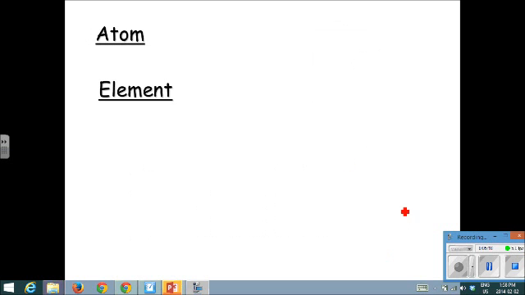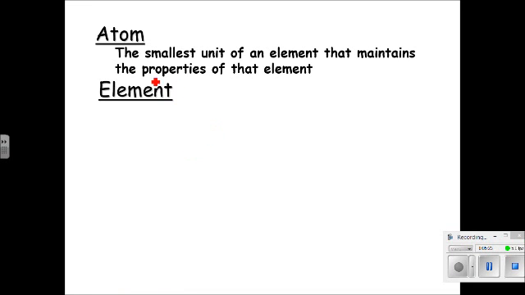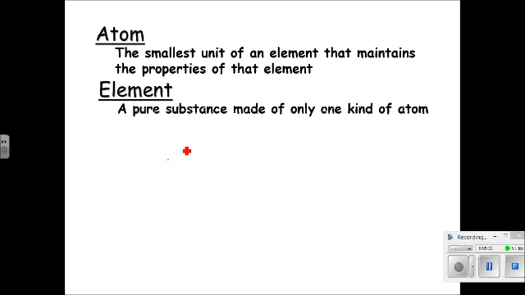So let's continue on with our review. Let's talk about the difference between an atom and an element. Well, an atom is the smallest unit of an element that maintains the properties of that element. That might seem a little bit abstract to you, but let's talk about what an element is. An element is a pure substance made of only one kind of atom.